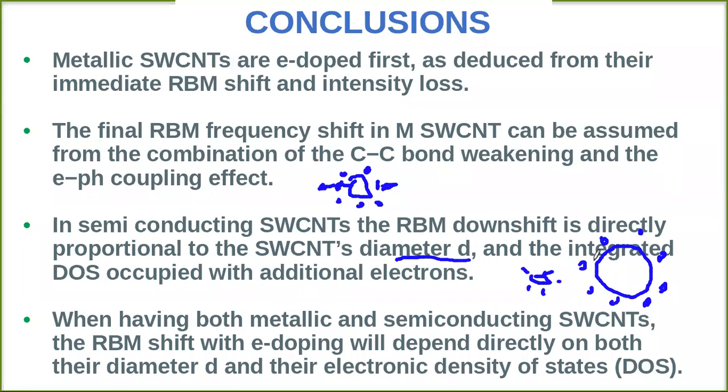Then finally, and that is absolutely related to the density of states of each of them, which is related to the diameter: when we have both systems, metallic and semiconducting carbon nanotubes, the electron doping will directly depend on both things, the diameter and the electronic density of states, because we need to fulfill each Van Hove singularity, and that directly depends on the diameter of the tube present in the sample.